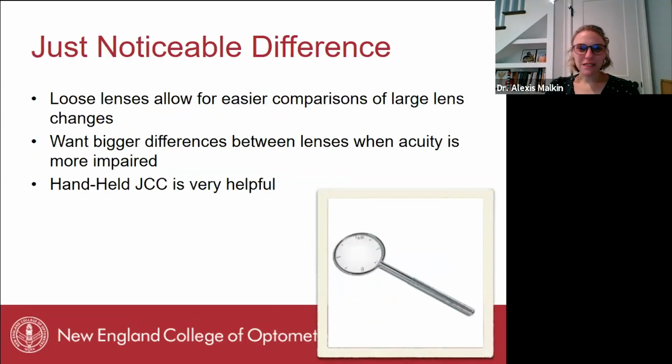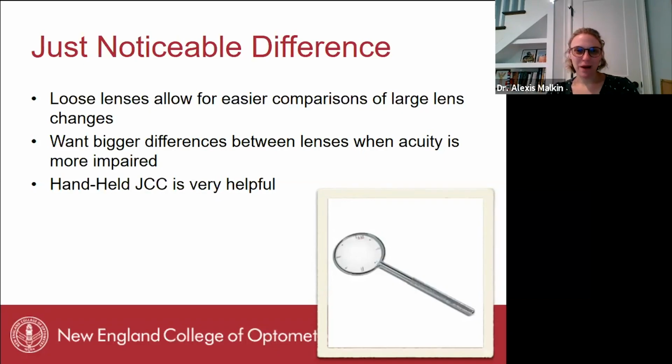You want to use the principle of a just noticeable difference when you're refracting people with vision loss. The trial frame is helpful for a couple of reasons. First, the patient can eccentrically view a bit better. They can look around and move their eye to find the clearest point. It also lets you do larger lens changes.